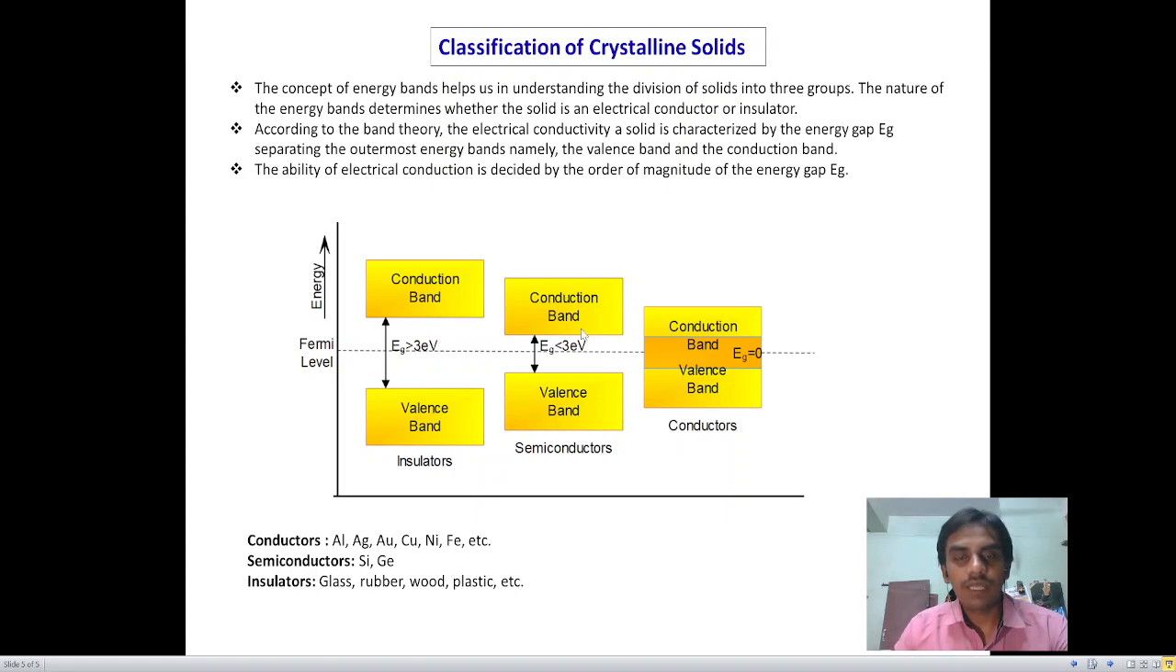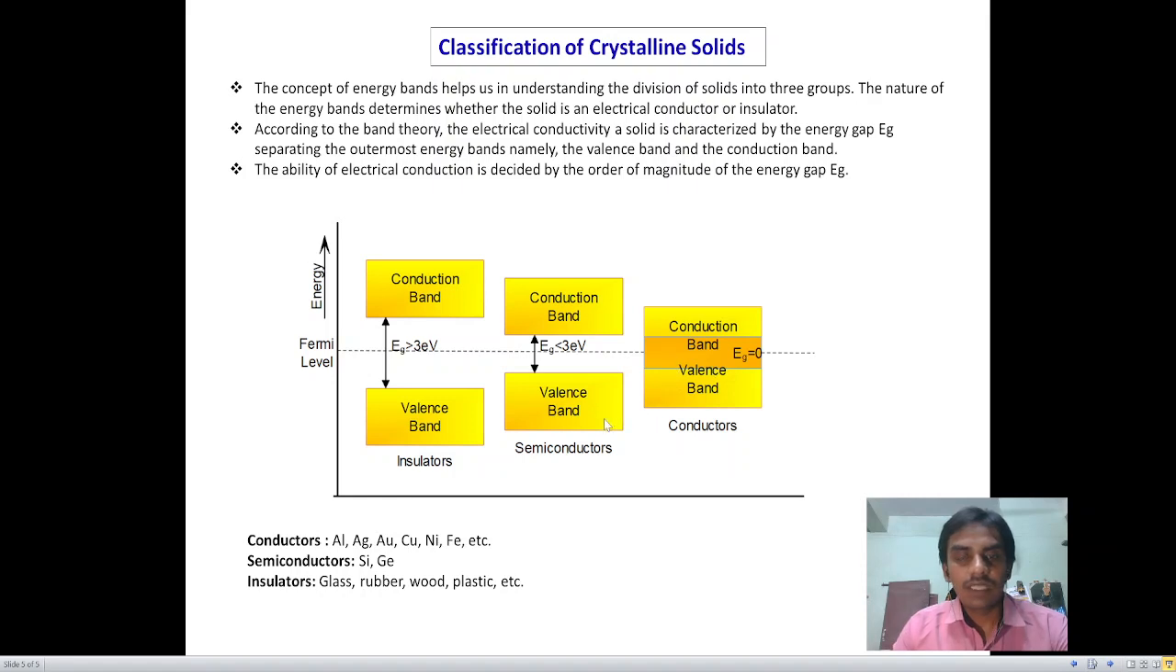In the case of semiconductors, the band gap energy is less than 3 electron volts. For example, for silicon it is 1.1 electron volt, and for germanium 0.7 electron volt. For compound semiconductors such as cadmium sulfide, the band gap energy is about 2.1 electron volt. Coming to the conductors, the conduction band and valence band overlap each other. There is no band gap energy in the case of conductors.